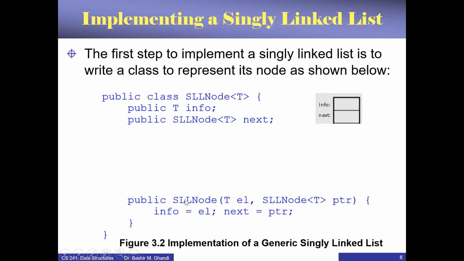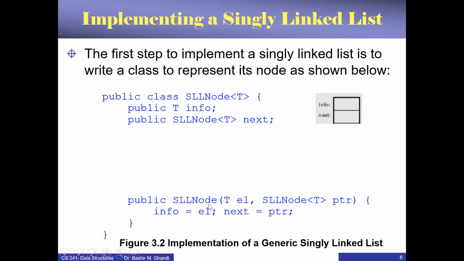So what will the constructor do? As usual, it will simply assign these values to our variables. So info becomes element, and next becomes pointer. This is no different than what you are used to when you create, for example, a student class. You will have a constructor that will receive the ID, the name, and GPA, and the constructor will simply initialize your instance variables with the values that you receive from those parameters.